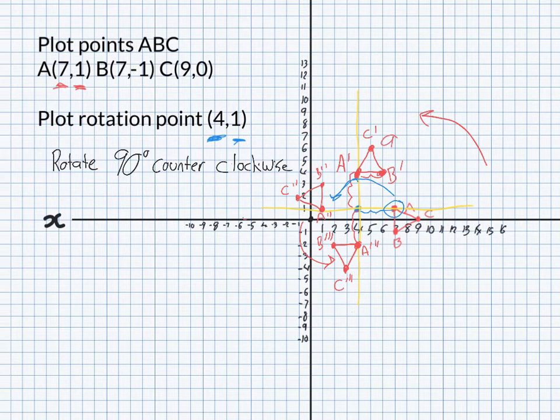We had a 90 degree counterclockwise, we had a 180 degree counterclockwise, and a 270 degree counterclockwise. And if we continue over in this direction, we get back to where we started, which is a 360 degree rotation.